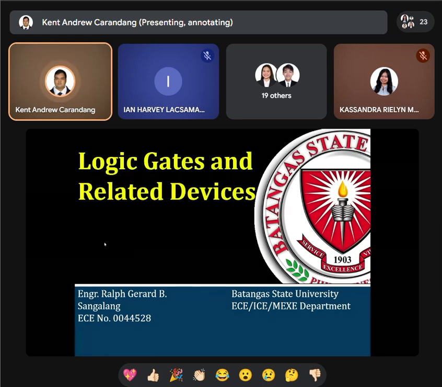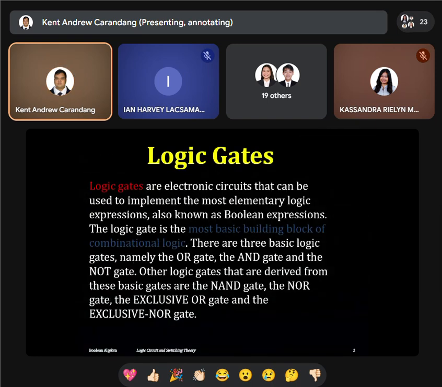So logic gates and related devices. Devices that implement the logic circuit. When we say logic gates, they are electronic circuits that can be used to implement most elementary logic expressions, so the Boolean expressions. We are done with the canonical forms, the sigma and pi nomenclature, so the equation with the complements. It is already the combination of all of this.